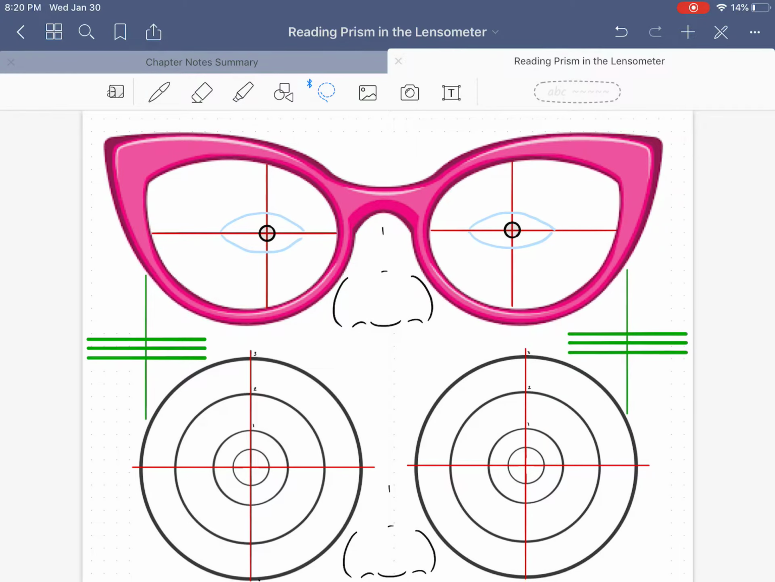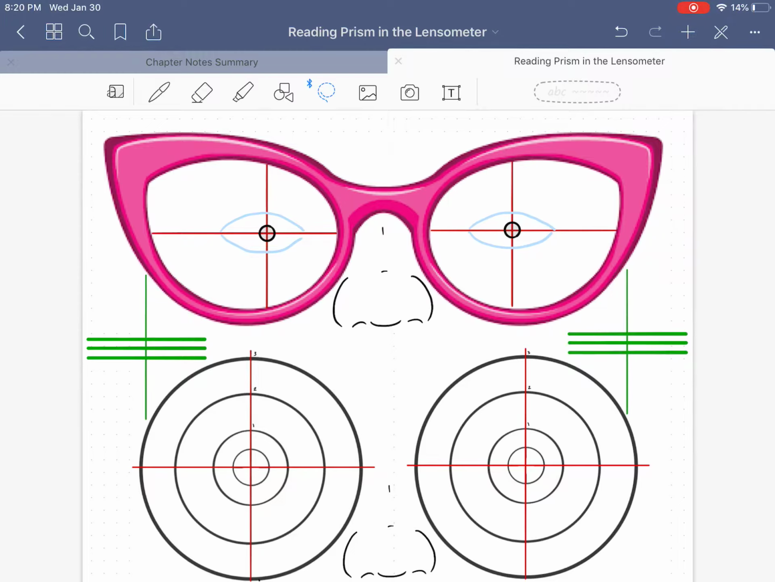Okay, Tiffany, I'm going to try to make a quick video for you about trying to figure out the base directions for Prism when you're looking at the lensometer. And then after that, we'll go into a little bit more detail about exactly how to figure out the amount of Prism and also the base direction, of course.